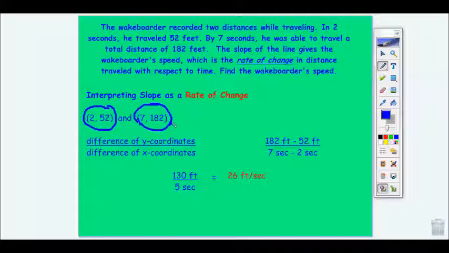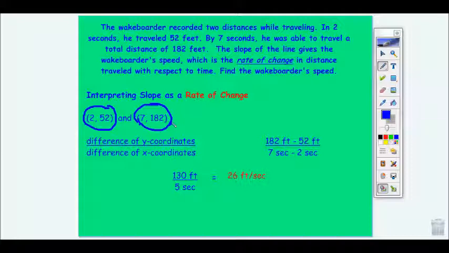So if we went ahead and we set that up with the differences to find slope again, differences of the y coordinates over the differences of the x coordinates, we're going to see 182 minus 52 for our y coordinate points and 7 minus 2 for our x coordinate points. So that means his rate of change was 130 feet over 5 seconds. And again, we can reduce that. 5 will go into that evenly. And we can get his rate of change as 26 feet per second.